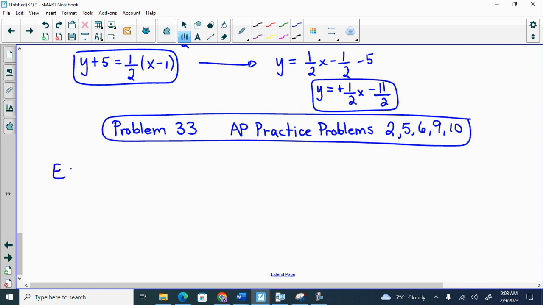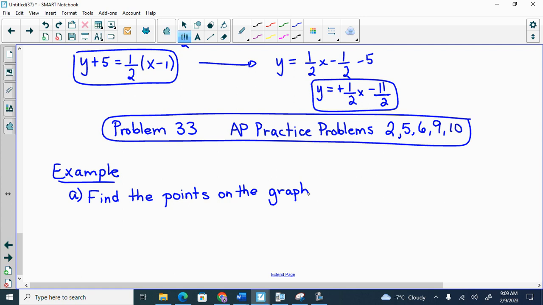So example. This wants us to find the points on the graph f of x equals 4x cubed minus 12x squared plus 2 where f has a horizontal tangent line.